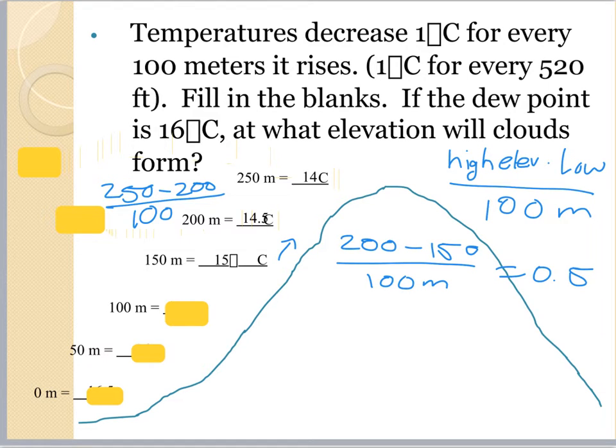Next, we're going to go from 150 to 100. So 150 minus 100 divided by 100 gives us, again, 0.5. So 15 plus 0.5 is 15.5. We're adding because we are going down, and it gets warmer.